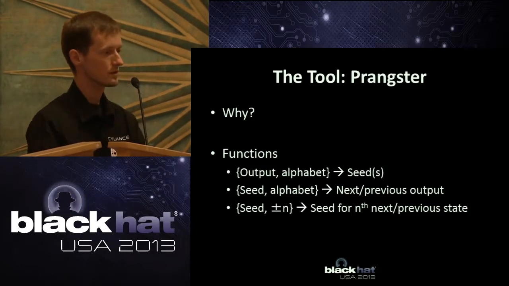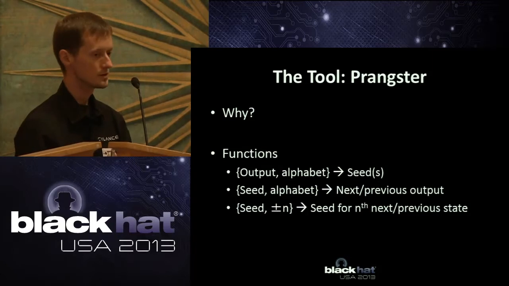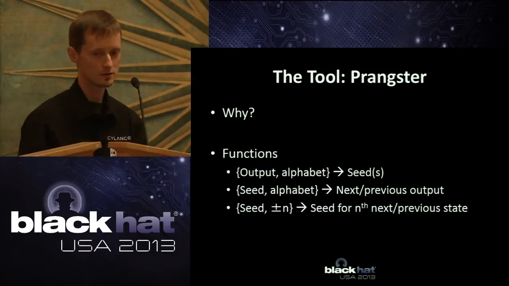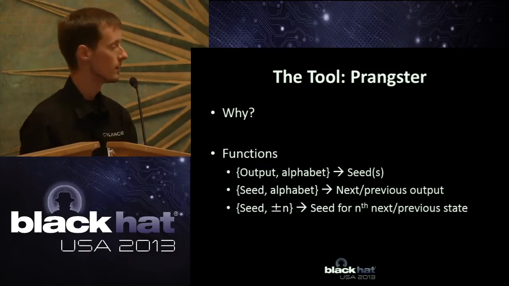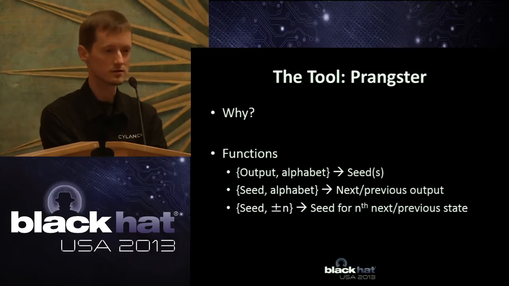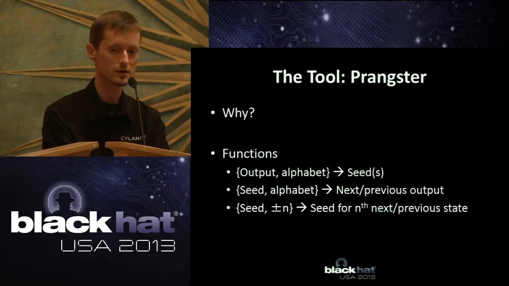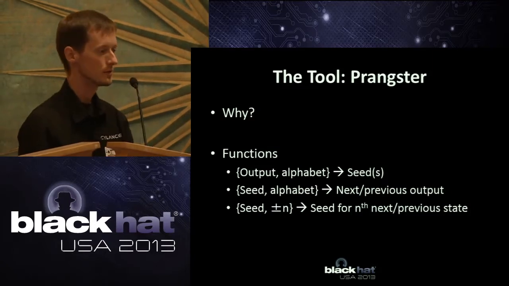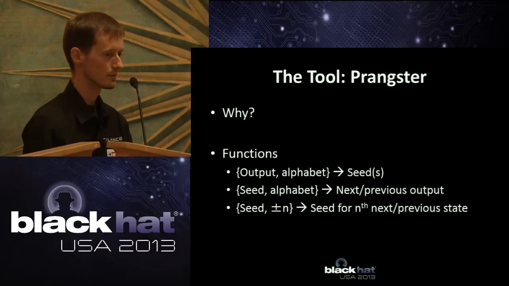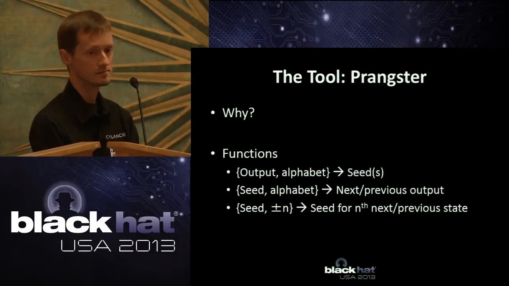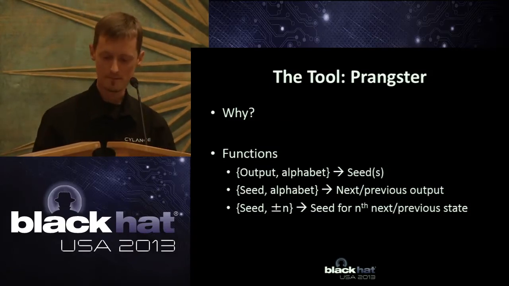These other functions are kind of for convenience. If you have a PRNG, a seed, and an alphabet, you could generate the output given that seed. That's just a convenient way to do the forward or reverse prediction. Or if you really need to predict into the distant past or future, then we have this third function, which is for seeking the PRNG. Not all PRNGs can be run backwards just because of their properties, and not all can be seeked or sought, but many can, and so we provide that functionality.